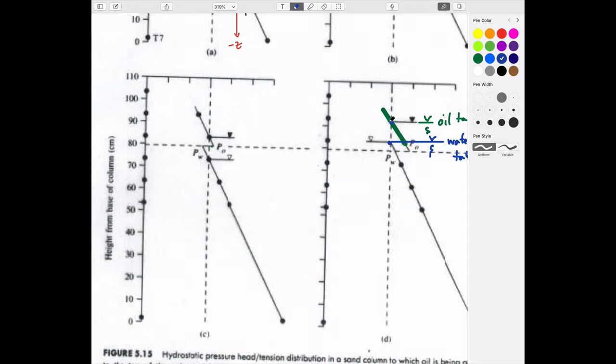This is a compressive pressure because as you're going down within this, I suppose the gradient of this, if we wanted to be really fancy, we can imagine that the gradient of this would be rho non-wetting fluid times g. And in this particular part here, the gradient of this curve would be given by rho wetting fluid times g, equals unit weight.